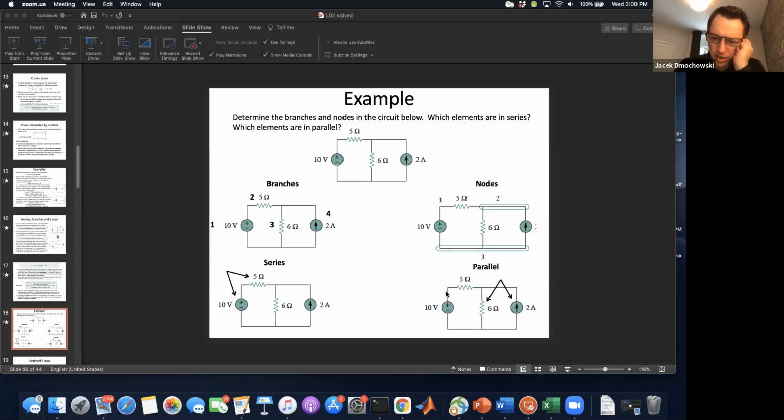And so you cannot guarantee that the same voltage exists across the 6 ohm as exists across the 10 volts. This is obviously going to be 10 volts. The voltage between here and here is guaranteed to be 10. But some of that 10 will dissipate across the 5 ohm and some of it will dissipate across the 6 ohm. So unless there's no current flowing up here, then these 2 will not have the same voltage and therefore they cannot be parallel.